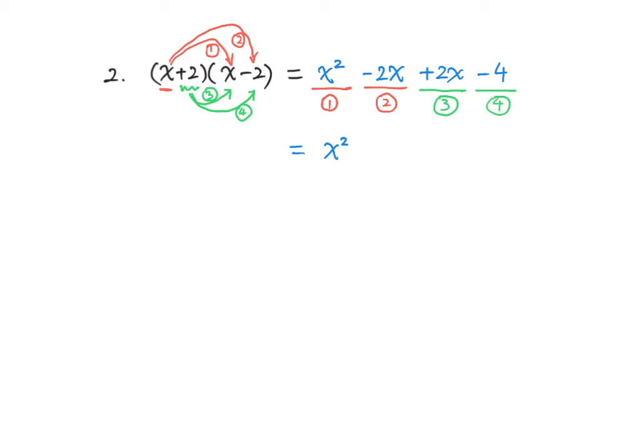Add these 2 terms together, they give you 0. So this is 0, negative 2x plus 2x. And then copy down minus 4. So this is the final answer.